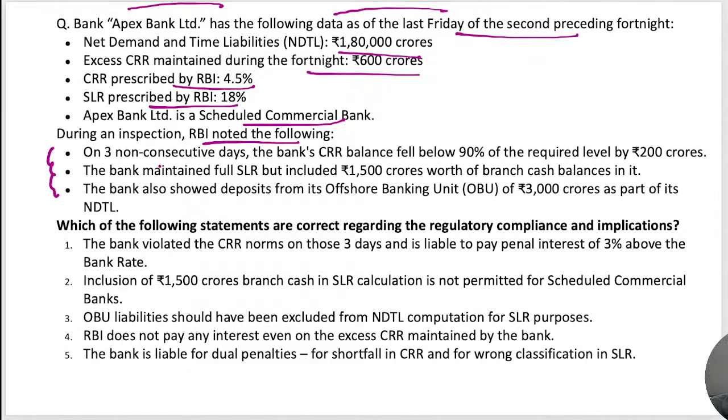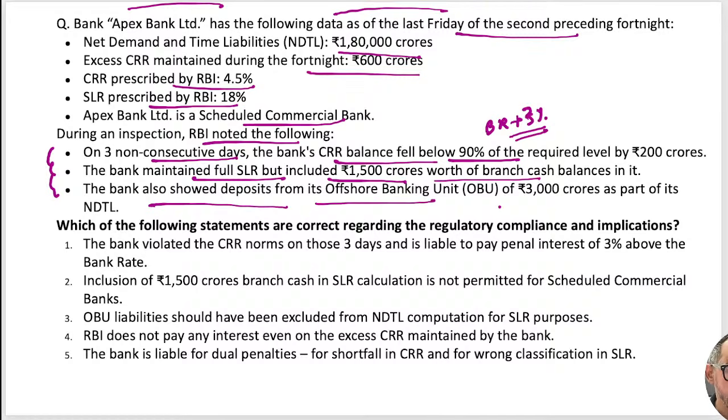One is, on 3 non-consecutive days the bank's CRR balance fell below 90%. So it is bank rate plus 3%, it is non-consecutive, so bank rate plus 3%. The bank maintained full SLR but included 1,050 crore of branch cash for SLR. The bank also showed deposits from offshore banking of 3,000 crore as part of its NDTL.